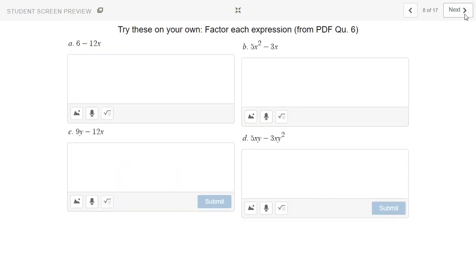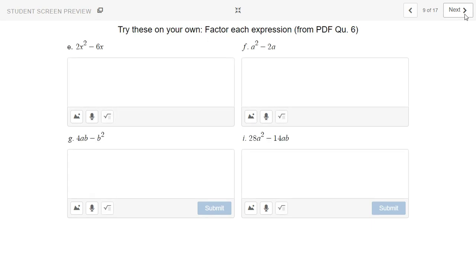Slides 8, 9, 10, 11. Try these on your own. Pause the video and I will show the solutions shortly.